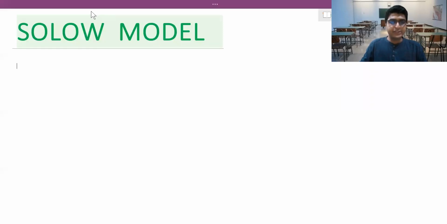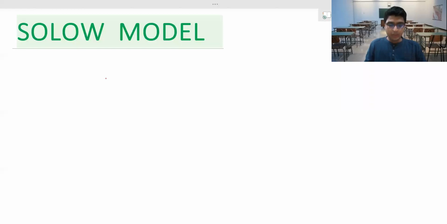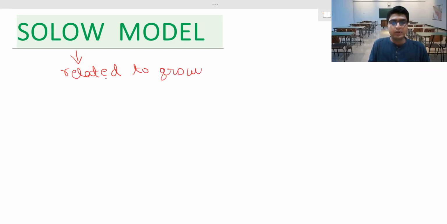So this is the first lecture for macroeconomics class, okay? And the topic is the Solow model. So in macroeconomics, we have different models, and one of the most important models related to growth is the Solow model. Okay, when we say growth model, it's basically about growth of output.